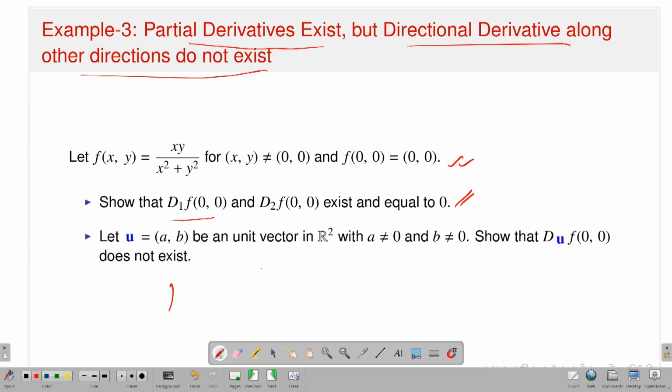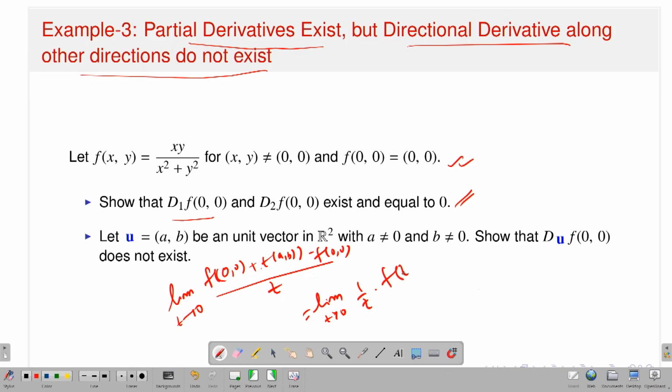So what I have to do is take the limit as t approaches 0. If I want to calculate the directional derivative of f in the direction (a, b), where a and b are non-zero, at the point (0,0), what is the definition? It is the limit of f of (0,0) plus t times (a, b), minus f of (0,0), divided by t. That is the t I was missing in my last lecture. So this is the limit as t approaches 0 of 1 by t times f of (ta, tb) minus f(0,0), and f(0,0) is given.